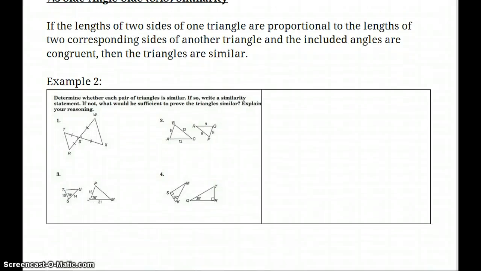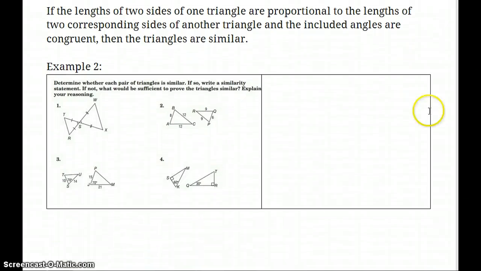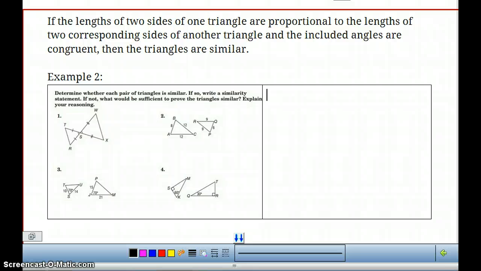So take a look at our second two examples. And these are in a table, so you can write your notes right over here to the side, just like I'm going to write mine. Determine whether each pair of triangles is similar. If so, write the similarity statement, and if not, what would be sufficient to prove the triangles similar? Explain your reasoning.